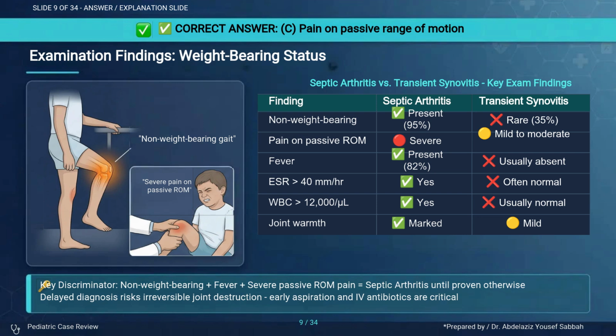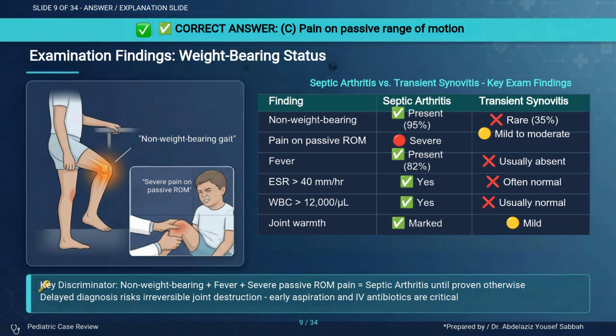In septic arthritis, non-weight-bearing is present in 95% of cases compared to only 35% in transient synovitis. Pain on passive range of motion is severe in septic arthritis, but only mild to moderate in transient synovitis. Fever is present in 82% of septic arthritis cases, but is usually absent in transient synovitis. Erythrocyte sedimentation rate above 40 mm per hour and white blood cell count above 12,000 per microliter support septic arthritis.